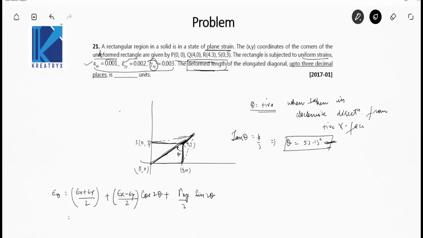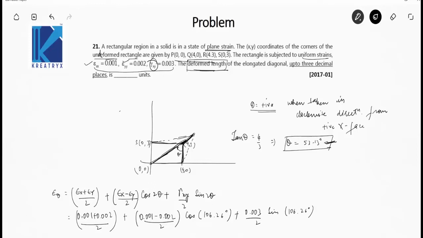Put the values, it will be 0.001 plus 0.002 upon 2 plus 0.001 minus 0.002 upon 2 cos 2 theta, that is cos of 106.26 degrees, plus gamma xy, that is 0.003 upon 2 sine 106.26 degrees. So when you solve it, this value will be 1.5 into 10 to the minus 3.